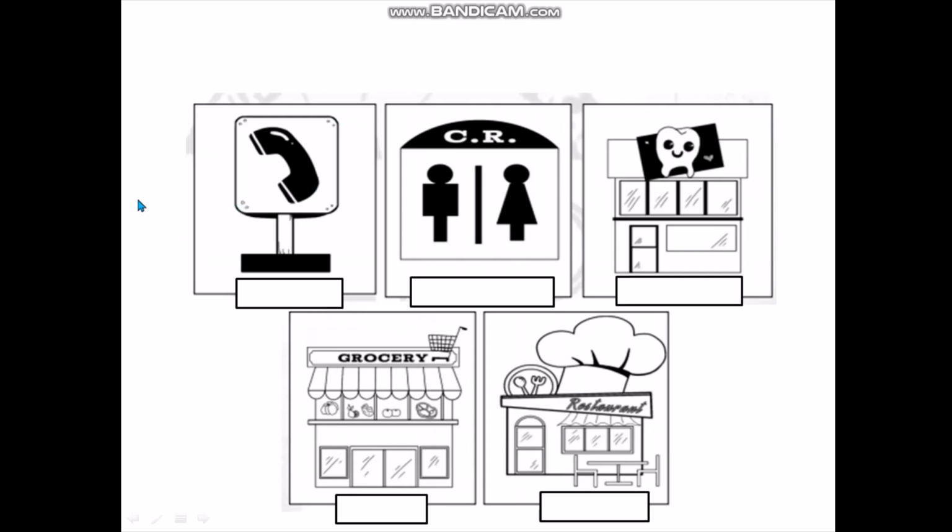So the first one, what is this picture? Very good. It shows a picture of a telephone. So that symbolizes a telephone. Second picture, what does this picture show to us? Good job. It's a comfort room or CR. And how about this one? What is this place? Good job. It is a dental clinic. How about this fourth picture? Good. It's a grocery. And how about the last one? Right you are. It's an example of a symbol of a restaurant.